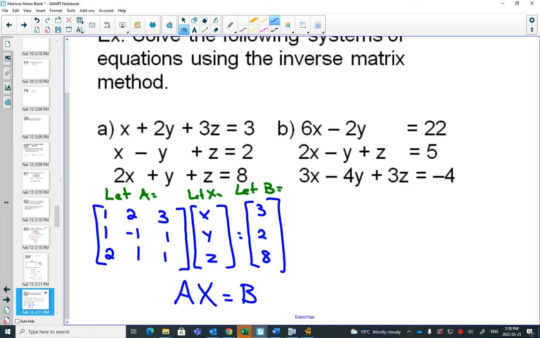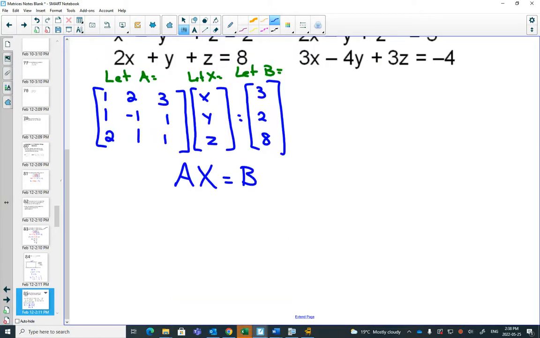And using our calculator, if we put this into matrix A and that into matrix B. And again, this A inverse has to be in front.